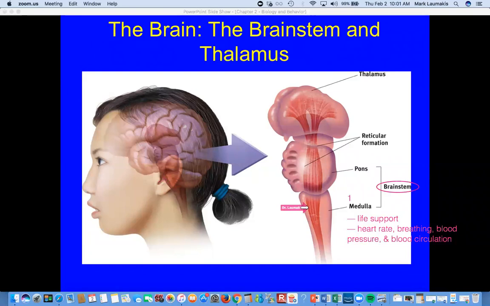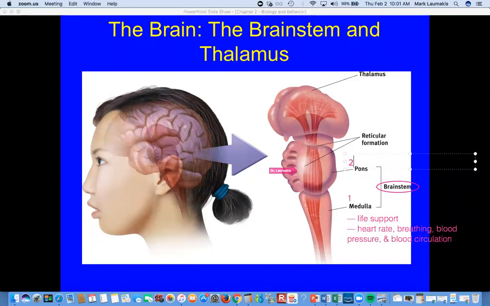If you could push your fingers together, where they meet is pretty darn close to where the medulla is, okay? In conjunction with the pons, the medulla is referred to as the brain stem. Why? Well, because it kind of looks like a stem. It kind of looks like a stalk, right? So extending up from the spinal cord, we begin with the medulla. Next up is the pons.